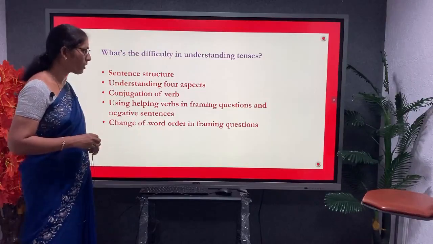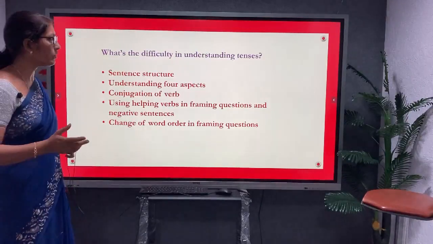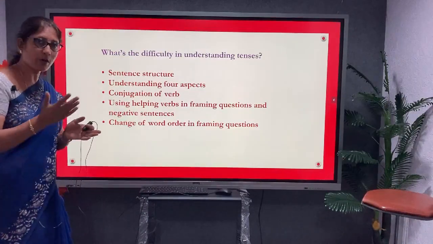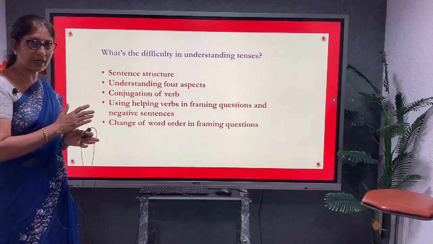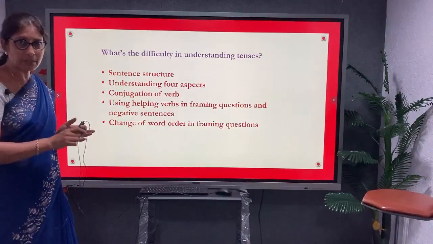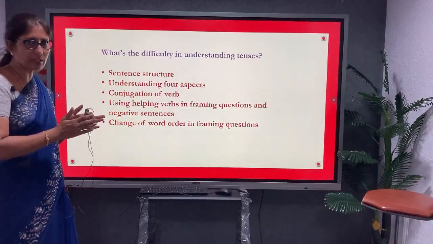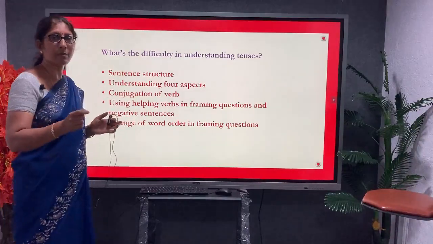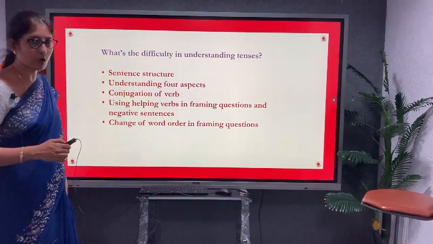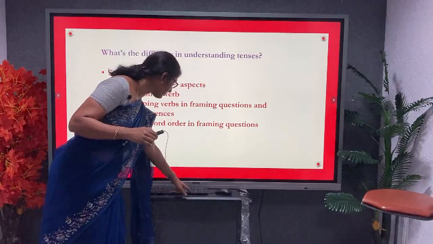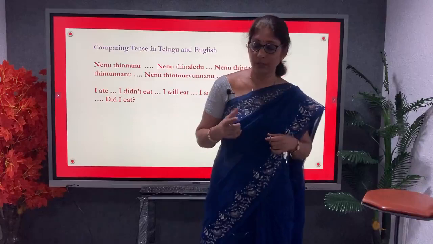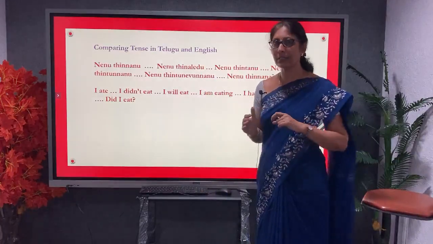And change of word order in framing questions. So, I ate a mango, did you eat a mango? The word order is changed and a helping verb is added. When the helping verb did is added, then again ate becomes eat. So these many variations make this topic a little bit difficult for our students. That is what we will work on in today's class. Just compare our Telugu sentence tense forms and English, then you will easily understand.